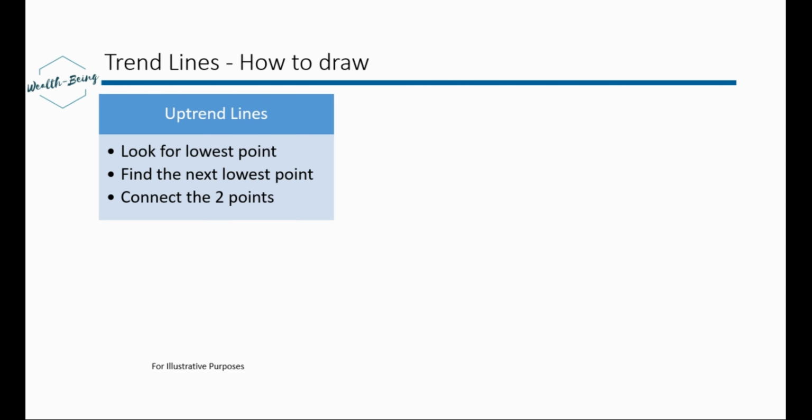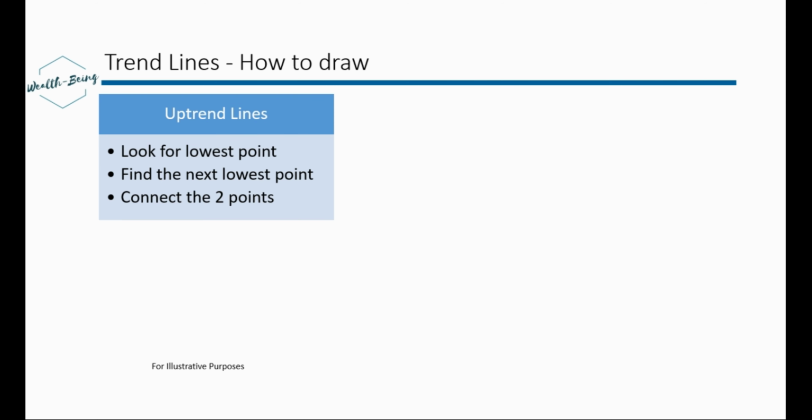What's next? How to draw the trend line, right? Actually it's pretty simple. All you have to do is to locate the two major tops or bottoms and then connect them. Sounds easy, right? Let's look at an example.